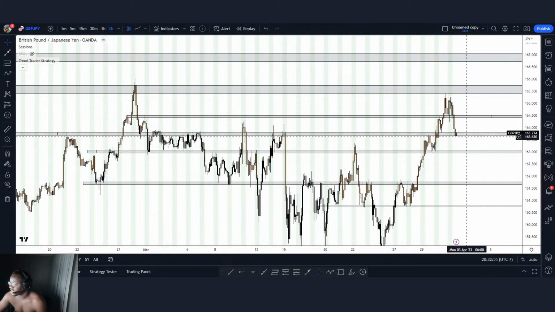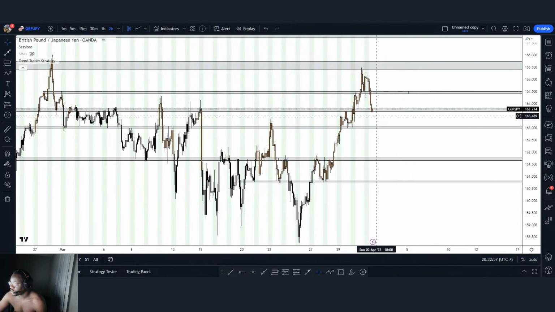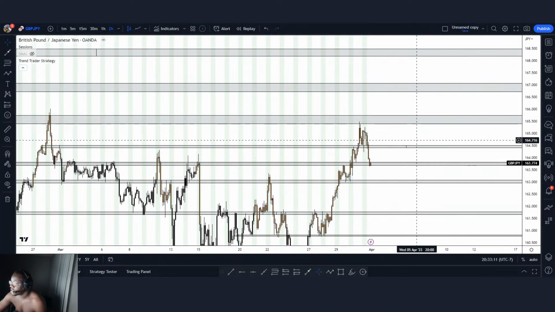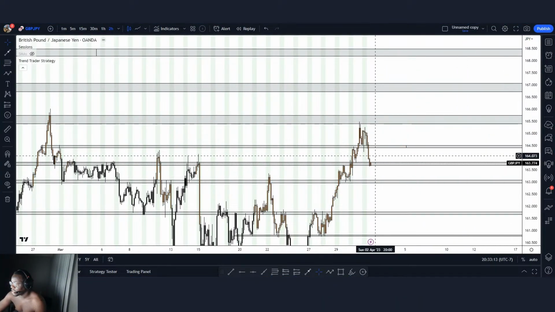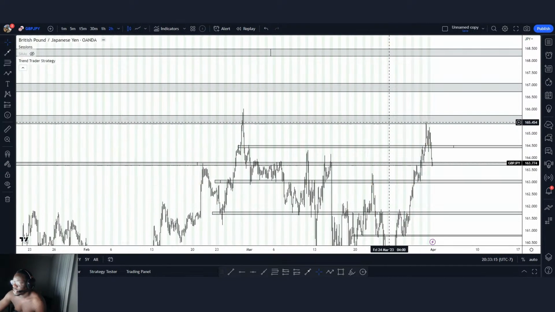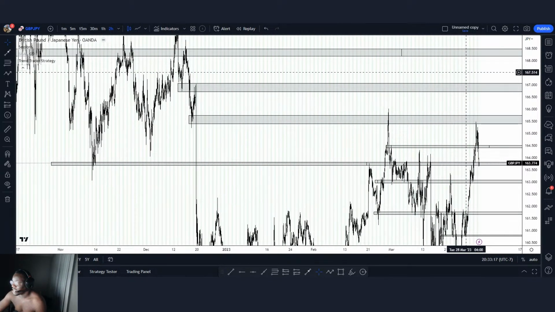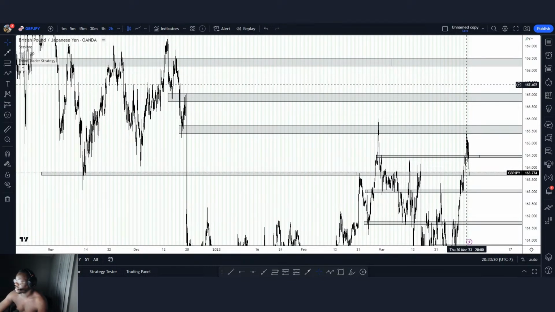So if price continues to the downside, I'm gonna target here. If price breaks this level, I'm gonna target here. If price breaks this level, I'm gonna target here. And then that's probably gonna end the week off. Now if price wants to continue to go higher, then I'm gonna target this high, and then this high, and then this high, and then this high, and that's probably where it's gonna end the week off.